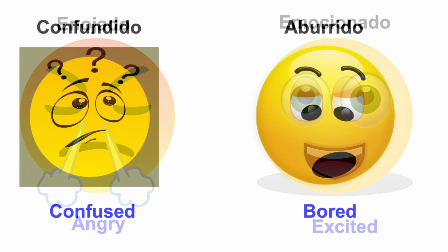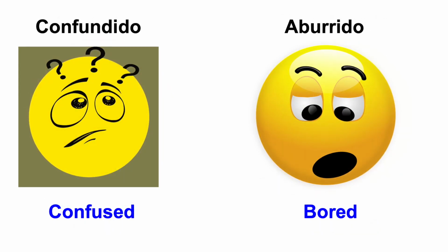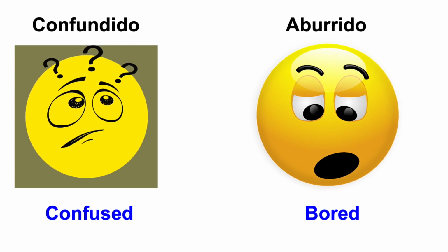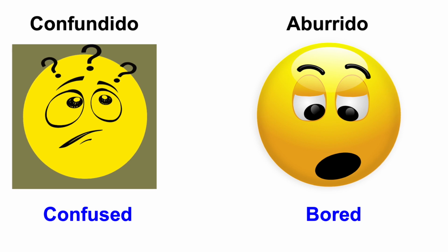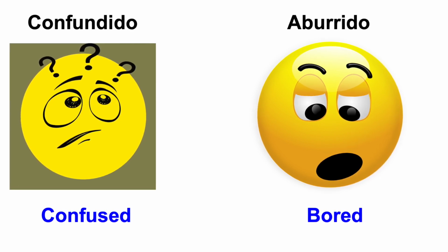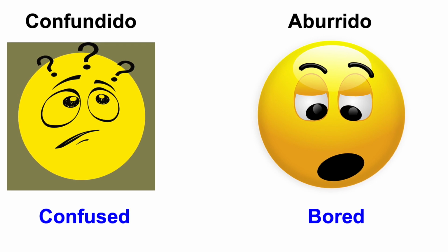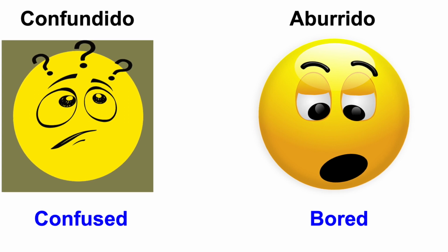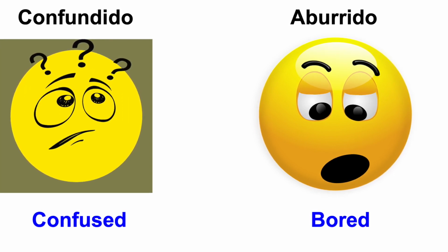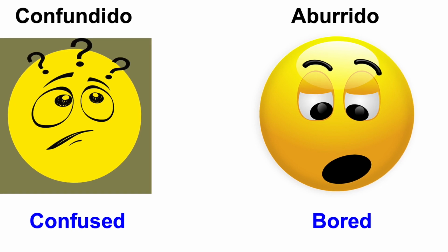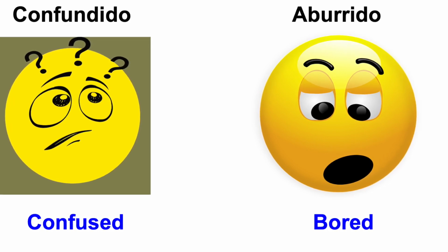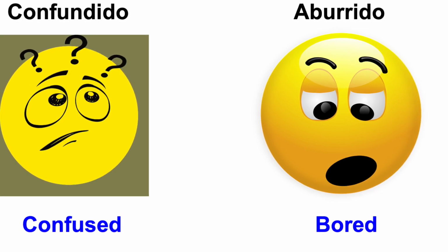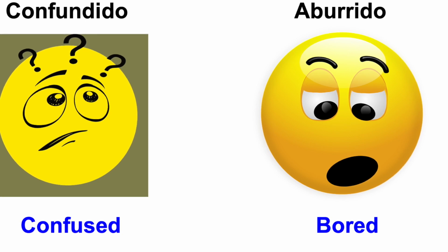Now we have two different emotions. Look at this first picture. They have question marks on the top. He doesn't look so confident, right? So he must be confundido. Repeat, confundido. Confundido means confused. They don't know what's going on. Or we have a person who's aburrido. Repeat, aburrido. This person is so bored. He's not interested in anything. He's aburrido.